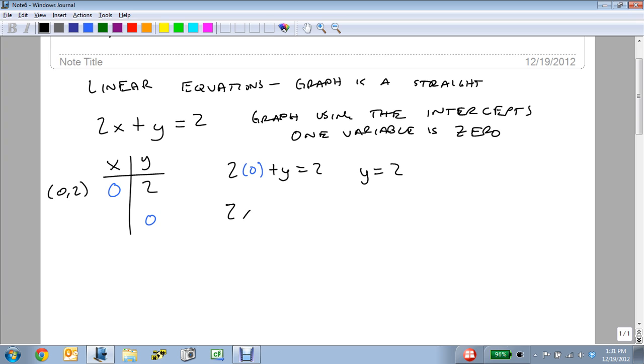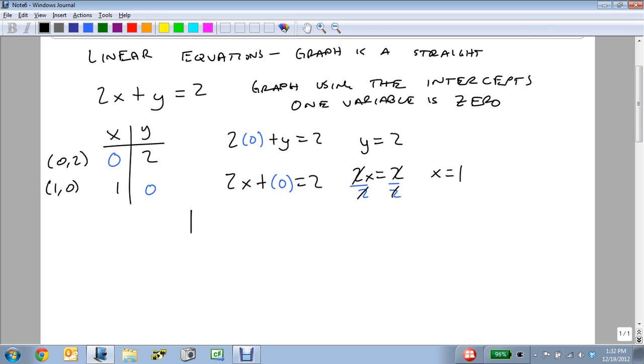We can do the same thing with our other variable, at y equals 0 this time. And then we get 2x equals 2, which we solve by dividing by 2. Divide out the 2 in front of the x. Also happens to divide out the 2 on the other side, and we get x equals 1. So our other intercept is at 1, 0. And so this gives the points 0, 2, and 1, 0. And then we just draw our straight line straight through those 2 points, and we have our answer.